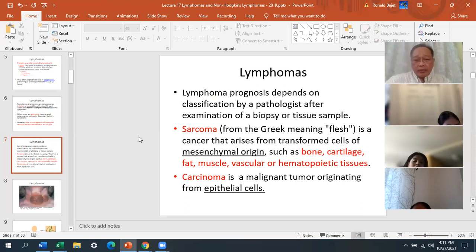Last lecture, I defined sarcoma as originating in muscle and bone. So these are cancers. Sarcoma is a cancer that would come from muscle, cartilage, fat, vascular, or hematopoietic tissue. Okay, that's a sarcoma. Carcinoma, on the other hand, is a malignant tumor that originates from epithelial cells. It originates from epithelial cells, and that's carcinoma.